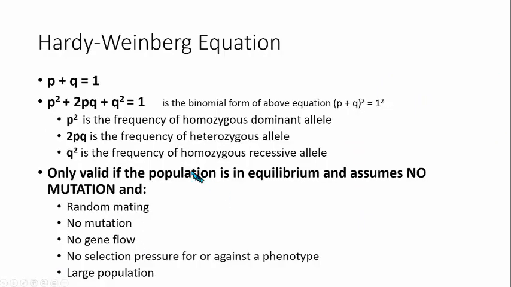Likewise, you need to know when the Hardy-Weinberg equation is not valid. These two equations that we just went over are called the Hardy-Weinberg equation. They are not valid if random mating is not occurring, or if there is a high mutation rate, or some sort of gene flow. Gene flow, remember, would be people entering and exiting the gene pool. You can have no selection against the phenotype for it to be in equilibrium, and you must have a relatively large population.